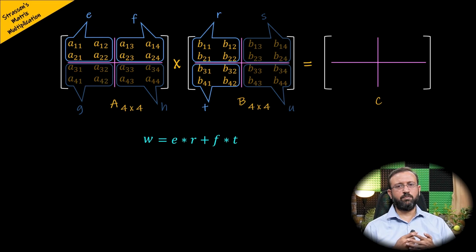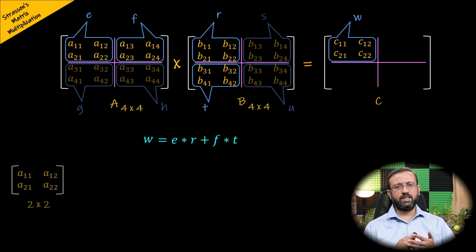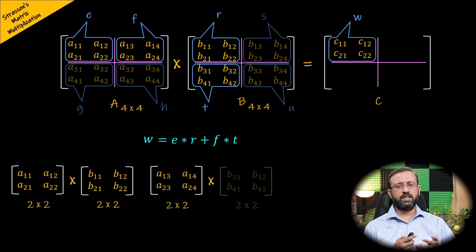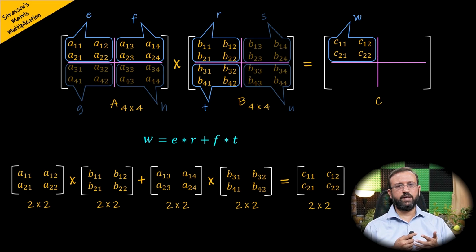Therefore, we multiply submatrix E with submatrix R plus we multiply submatrix F with submatrix T to get the submatrix W of matrix C. This is the same multiplication formula we use to compute the product of 2 by 2 matrices. Now, submatrix E is a 2 by 2 matrix as well as submatrix R is also a 2 by 2 matrix, and the product of these two matrices can be computed directly using a 2 by 2 matrix multiplication formula. Then the product of submatrix F and submatrix T can also be computed directly since these submatrices are also 2 by 2 matrices. Then the matrix addition is applied to get the elements of submatrix W of matrix C, which will also be a 2 by 2 matrix.